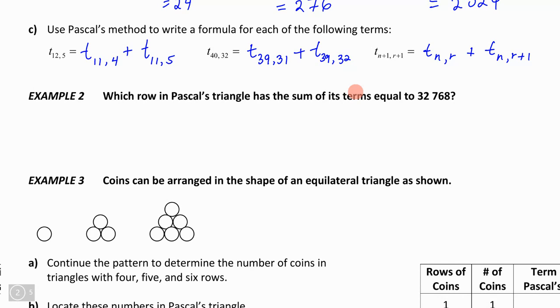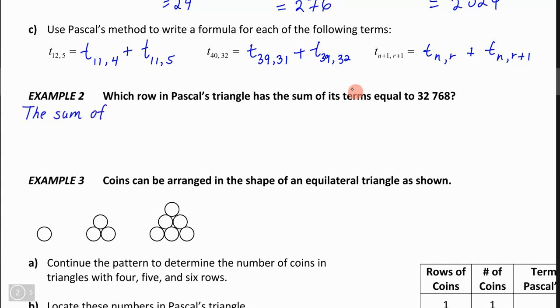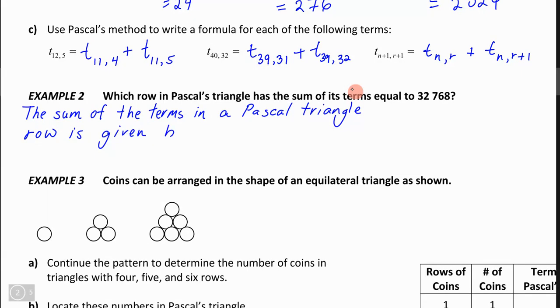So I'm going to write here the sum of the terms in a Pascal triangle row is given by 2 to the exponent n.